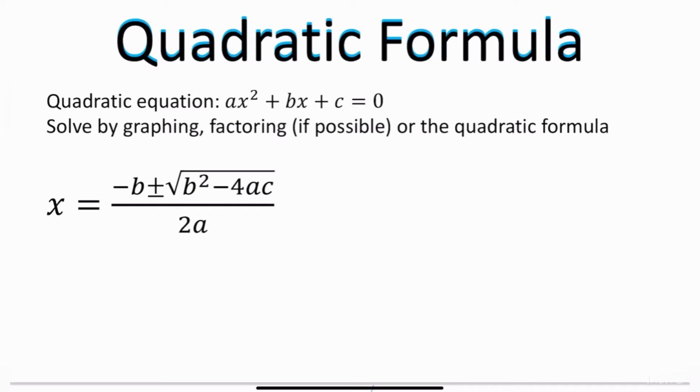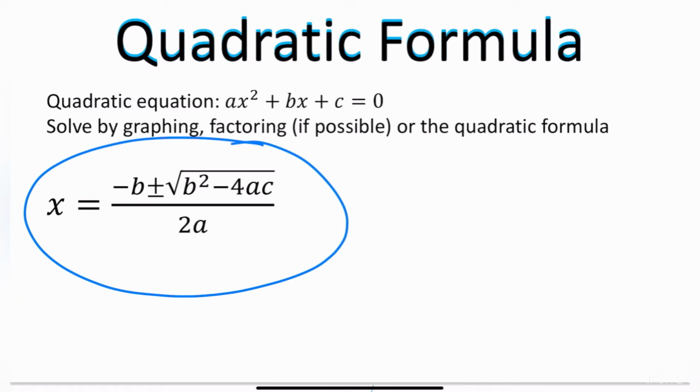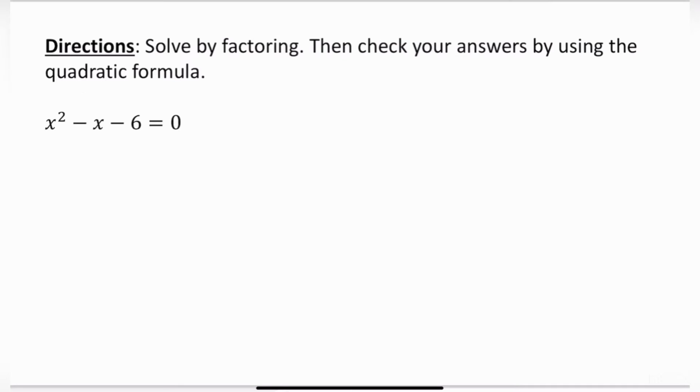The quadratic formula is really important because it will solve any and all quadratic equations. So the formula is right in front on your screen. X equals negative b plus or minus the square root of b squared minus 4ac all over 2a. Let's go ahead and practice with the problem. Directions: solve by factoring, then check your answers by using the quadratic formula.